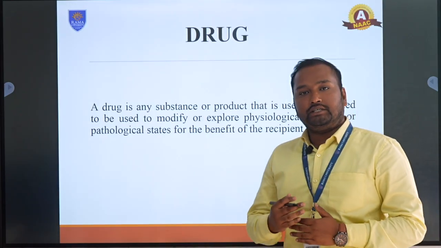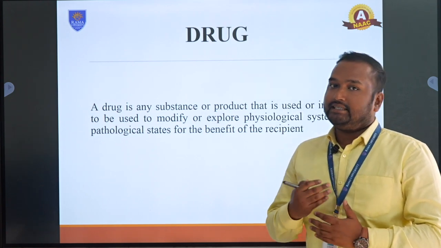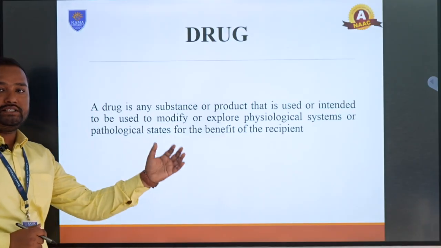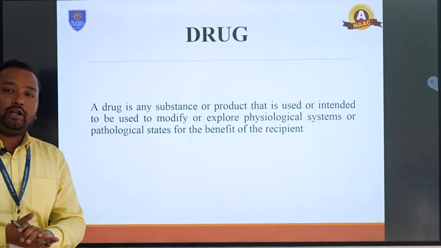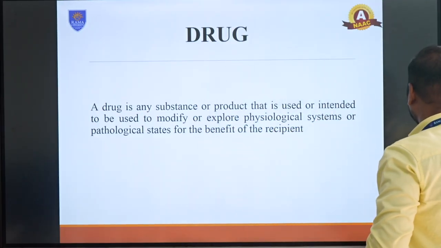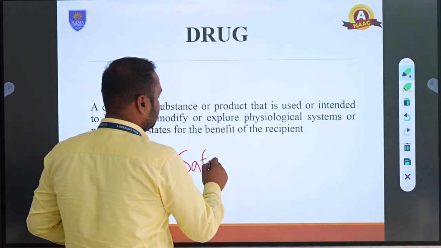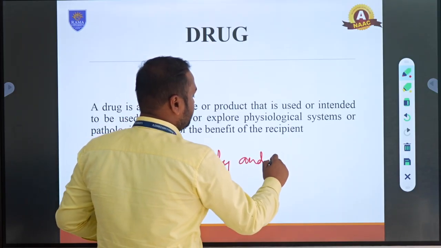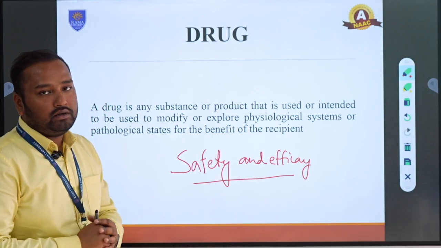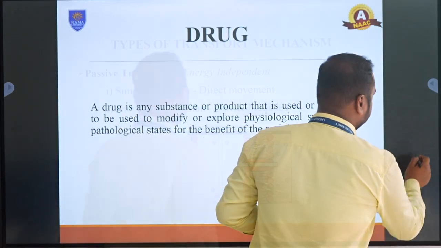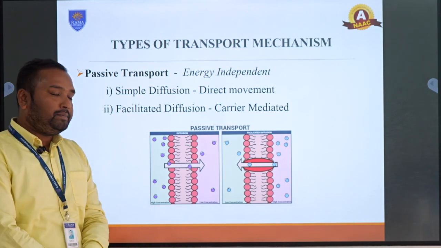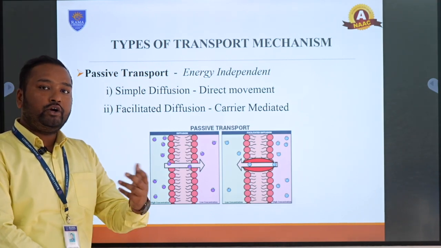With that, we are going to discuss first what a drug is. A drug is any substance that basically modifies or explores the physiological system or the pathological state of the particular patient. It is basically for safety as well as efficacy. Safety and efficacy, these are the two things for which we use drugs. So now we will see what the various transport mechanisms are for the transport of the drug to the site of action.